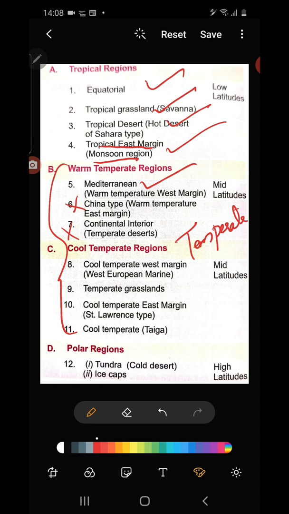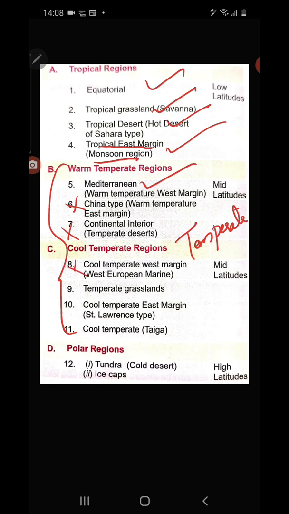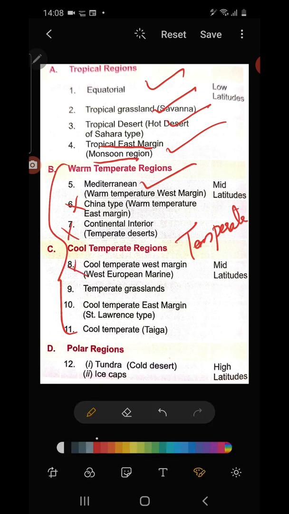We discussed tropical desert, but temperate desert is not there. Temperate desert means the deserts which are found in the temperate zone. Then cool temperate west margin, that is in the western part of Europe, the climatic region is not there. Then temperate grasslands is included in the topic.